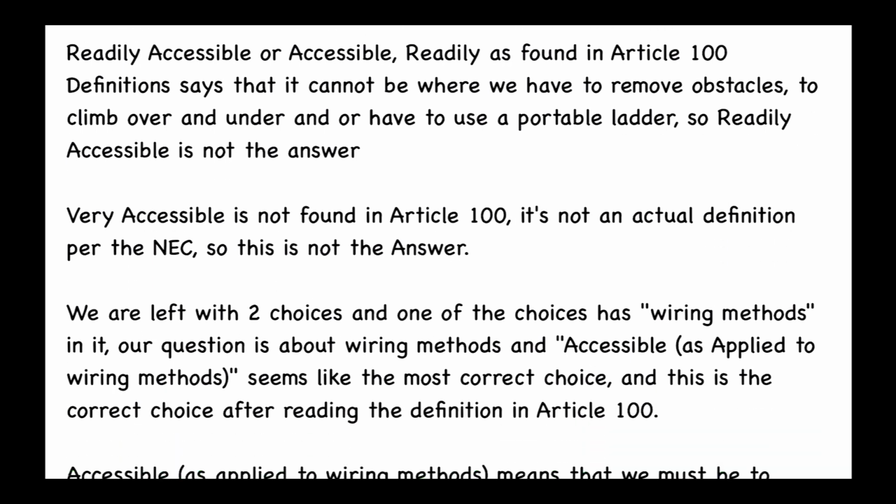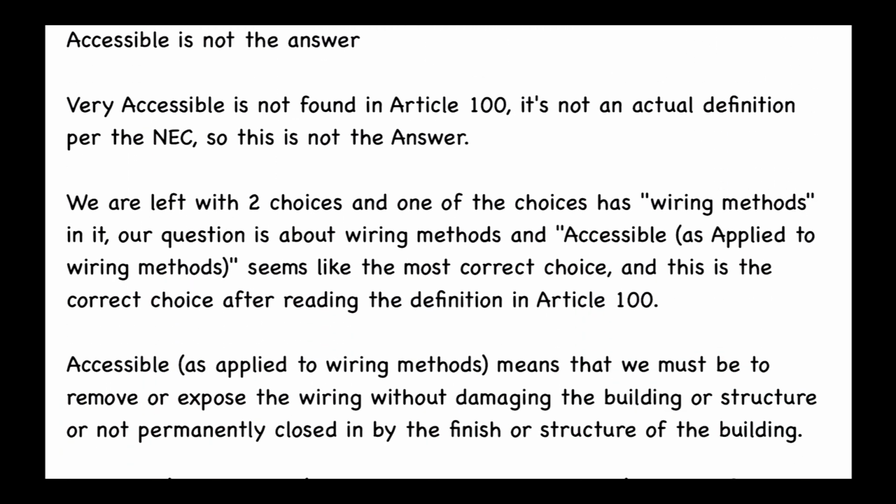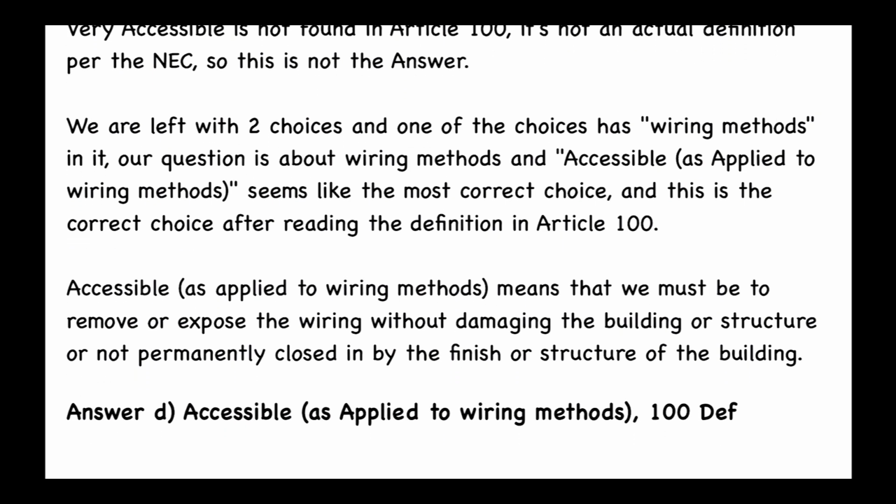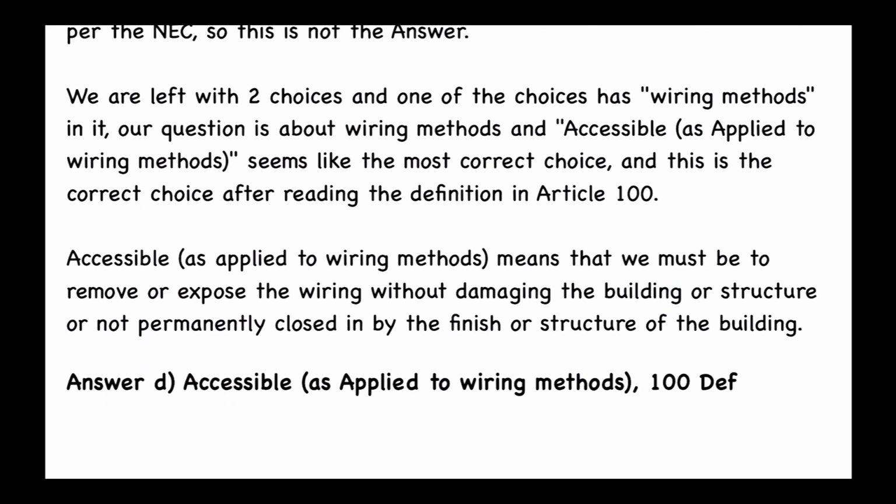We are left with two choices, and one of the choices has wiring methods in it. Our question is about wiring methods, and accessible as applied to wiring methods seems like the most correct choice here, and this is the correct choice after reading the definition in Article 100. So here's what the definition says, and this is what it means.